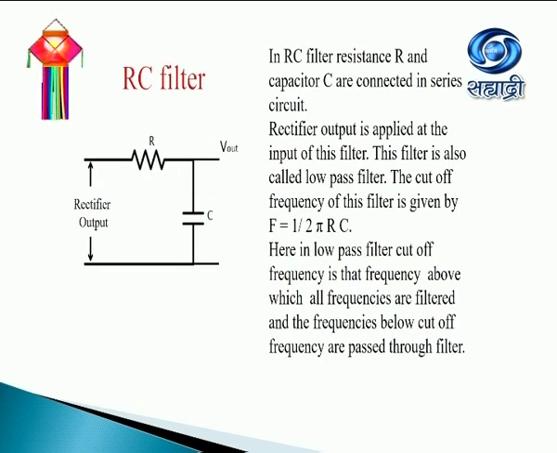Now, RC filter. Resistance R and capacitor C are connected in series. Rectifier output is applied to the input of this filter. This filter is also called low pass filter. The cutoff frequency of this filter is given by 1 upon 2 pi RC. Here in low pass filter, cutoff frequency is that frequency above which all frequencies are filtered and the frequencies below cutoff frequency are passed through the filter.